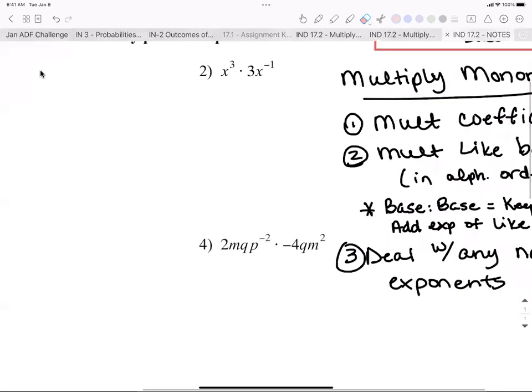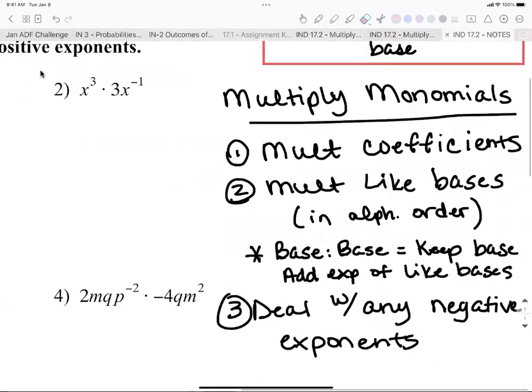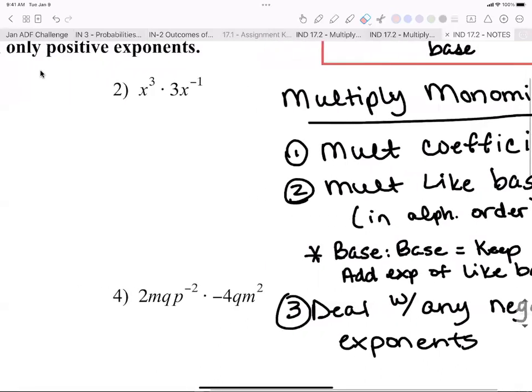All right. So I do want you, if you're at home, to pause the video and write down these steps on how to multiply a monomial, and then unpause, and we will get into the examples.